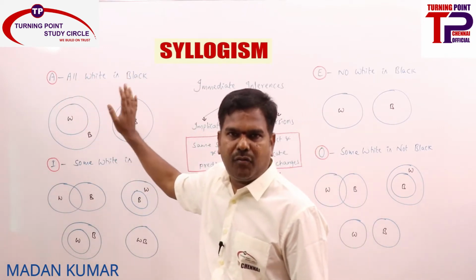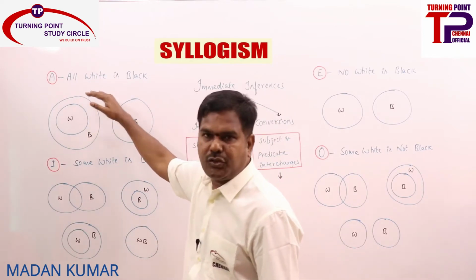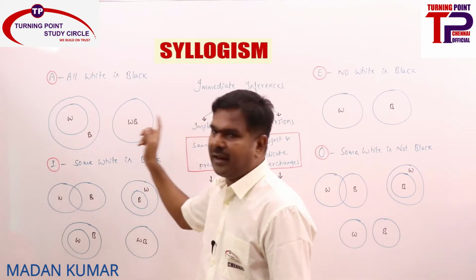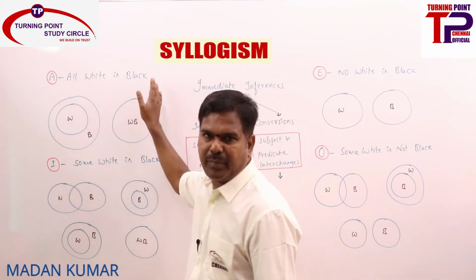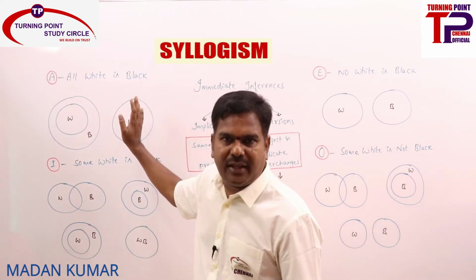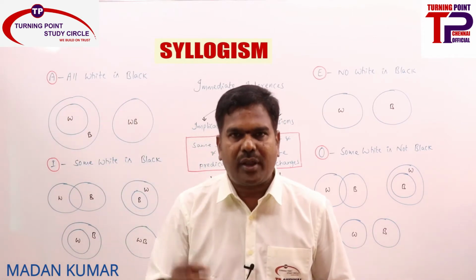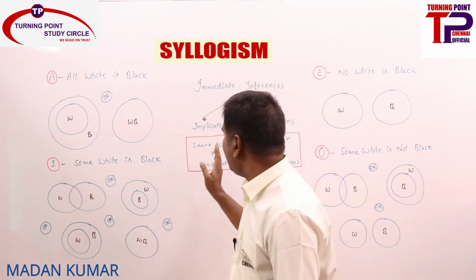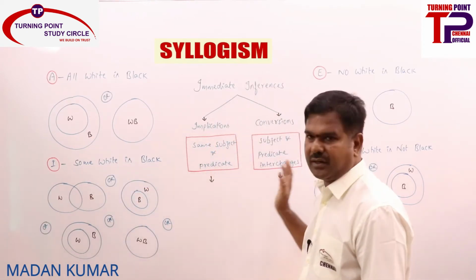From the A statement we will check whether the I statement is true, the O statement is true, and the E statement is true, straight and reverse. Straight means same subject and predicate, reverse means the subject and predicate will interchange. Hope it is clear, right? First we will see how we can draw Venn diagrams for each statement. Then we will move ahead with the immediate inferences, that is implications and conversions.